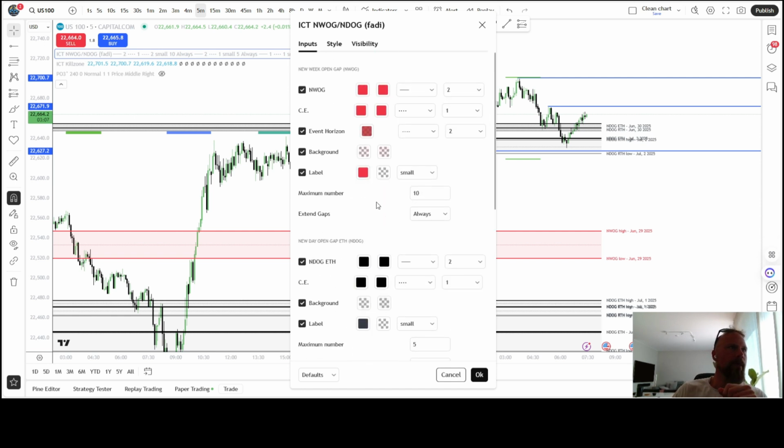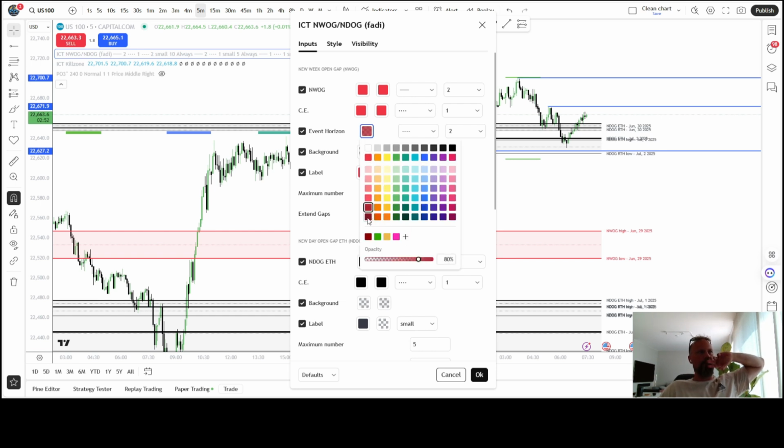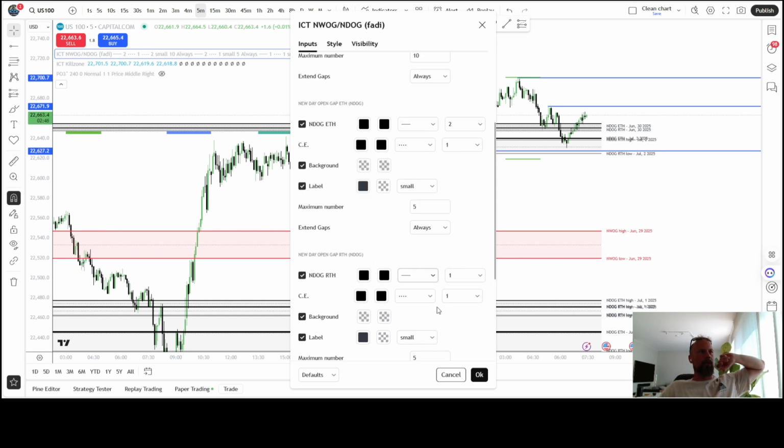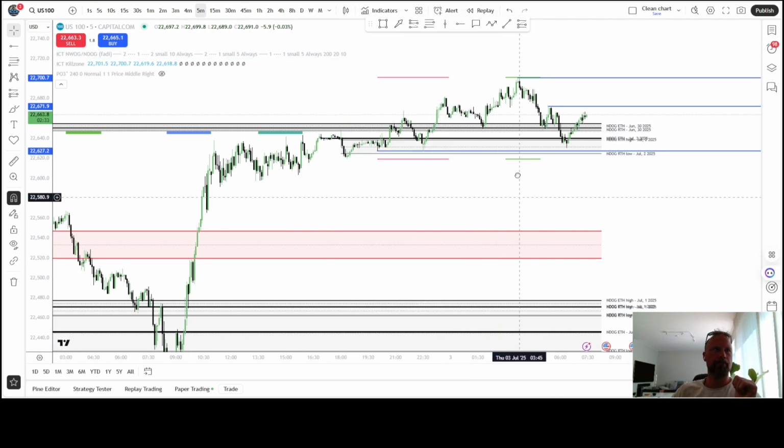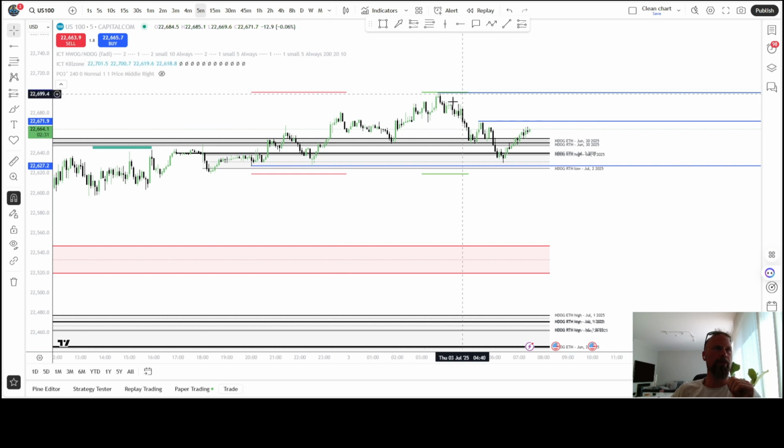We also have the event horizon, which is the midpoint between two NWOGs. So if you measure the midpoint of one NWOG and the midpoint of the other, the midpoint of those is the event horizon, which is in brown color here now. And yeah, you can set your own settings on this one. And you can also choose how far back you want them to plot. So that was number 2.